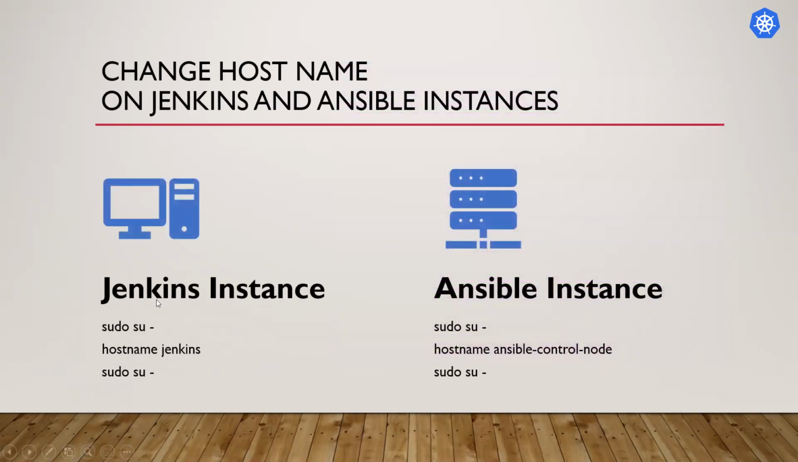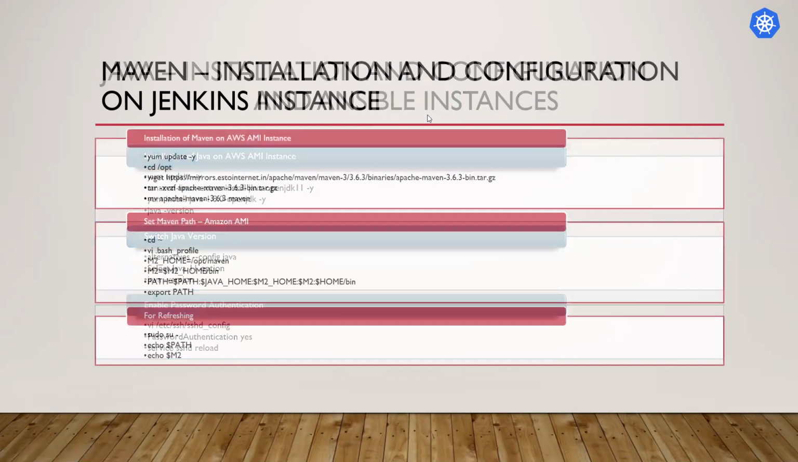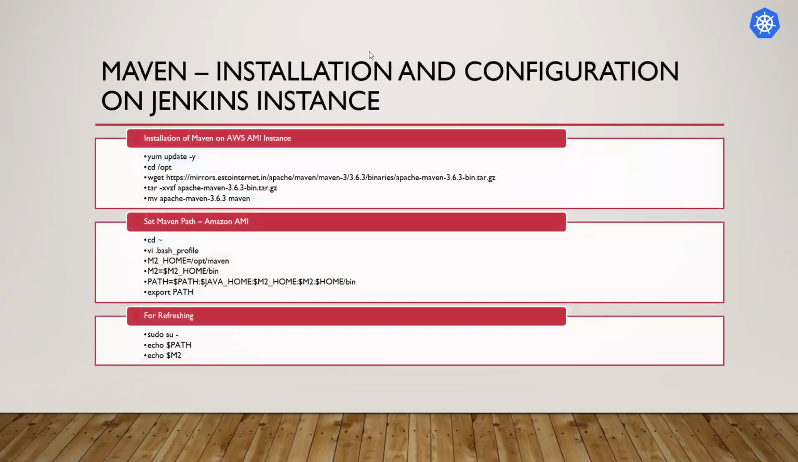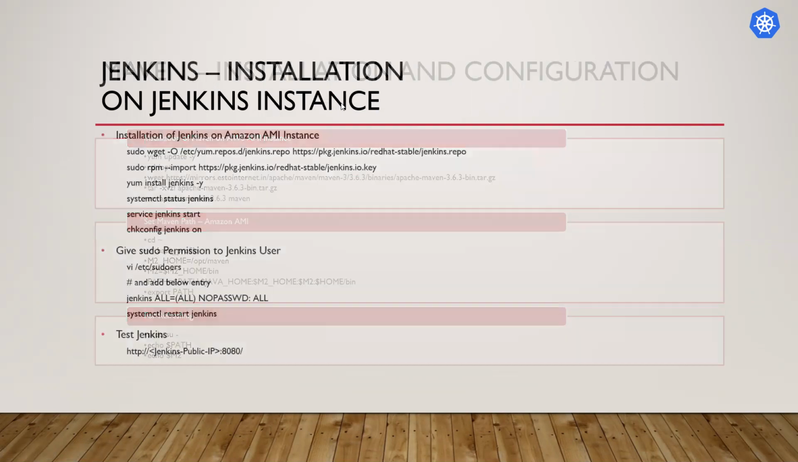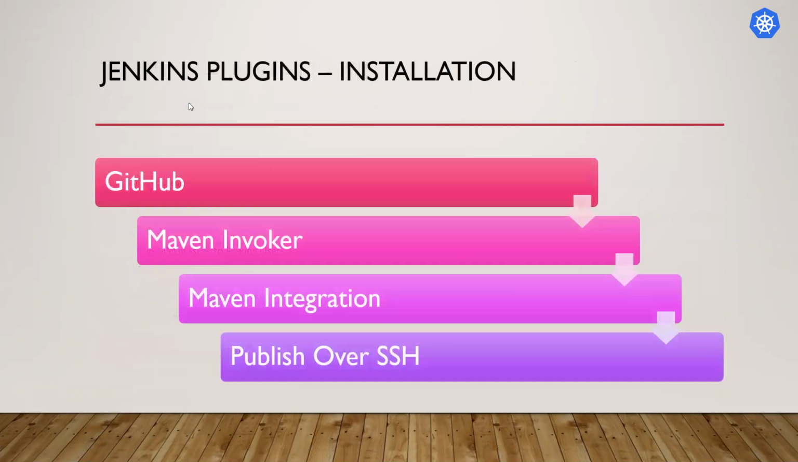Currently we have two systems, so we need to change the host name here to identify those servers, because we still have four servers ready, and we are going to create two more servers. After this, we need to install Java on both servers. After Java, we need to install Maven on the Jenkins instance. And then we need to install Jenkins on the Jenkins machine.